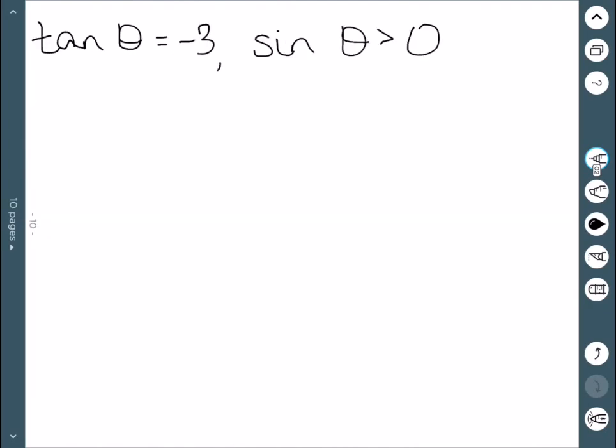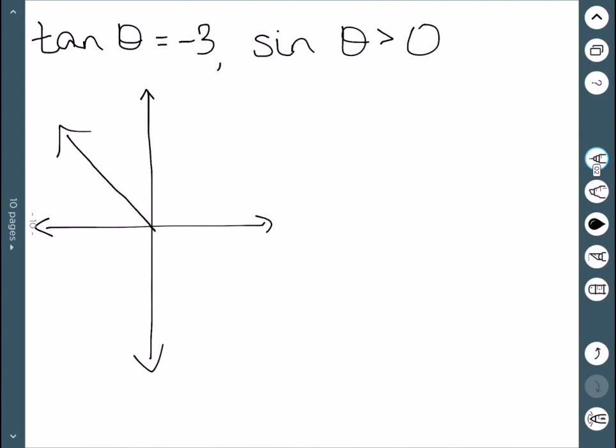Let's consider an angle where tangent of theta is -3, and we know that sine of theta is positive. The fact that tangent is negative tells me I'm not in the first quadrant, but the fact that sine is positive tells me my y coordinate is positive. So we have an angle somewhere over here. And if I build the reference triangle here, we know that tangent is opposite over adjacent. And then we can use the Pythagorean theorem to get that the missing side is the square root of 10.